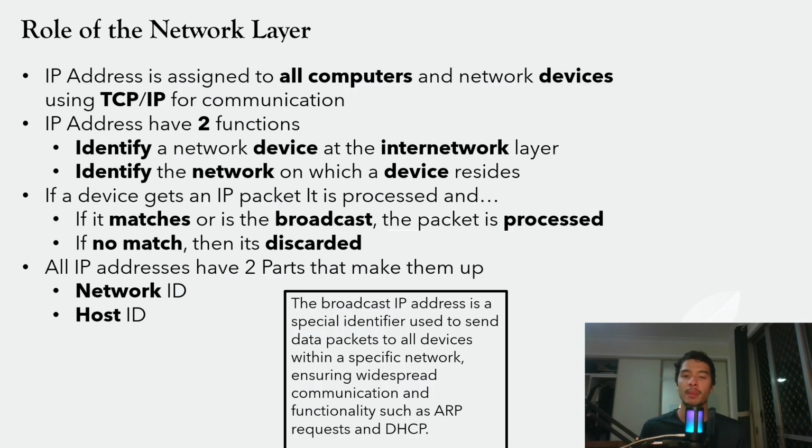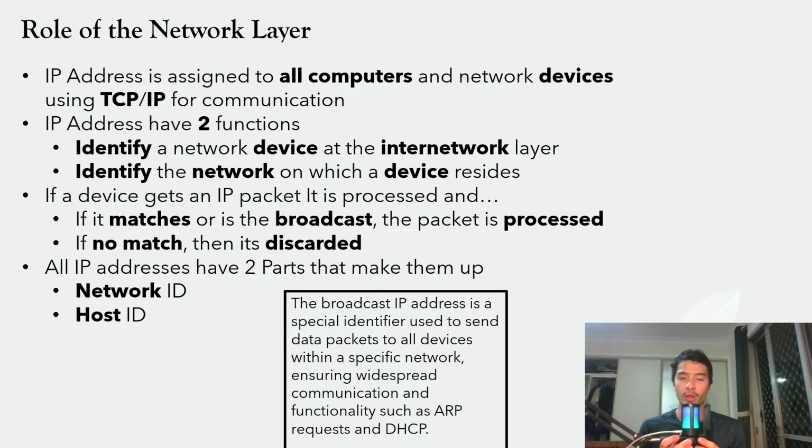If a device gets an IP packet, it is processed, and there are two things that can happen. If it matches the device or the network, or it's a broadcast, the packet is processed. If it's not a match, it's just discarded. If it's not related to the device at all, it's just discarded. All IP addresses have two parts that make them up: the network ID section and the host ID section. We call them the portions, so the network portion and then the host portion.